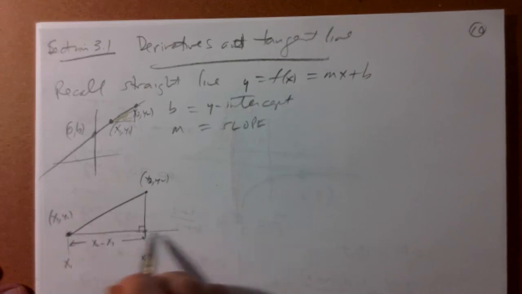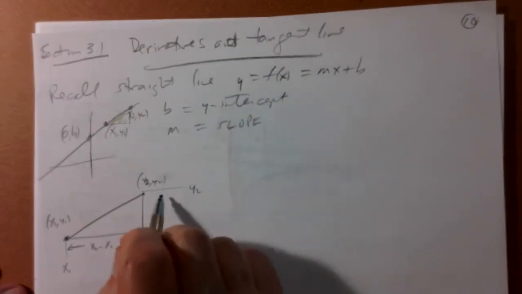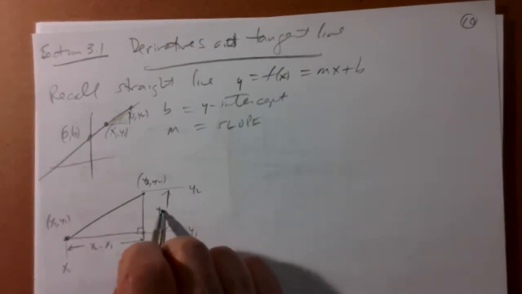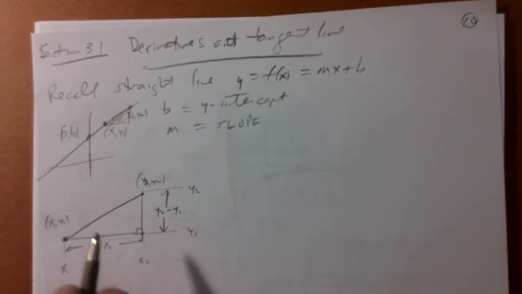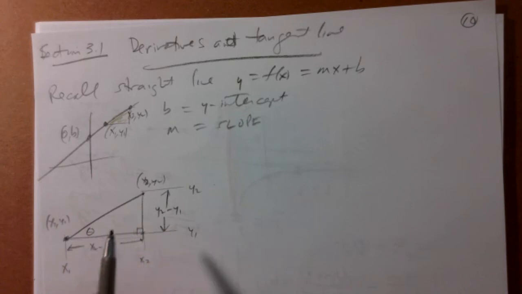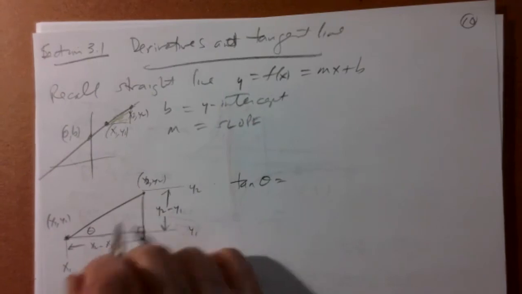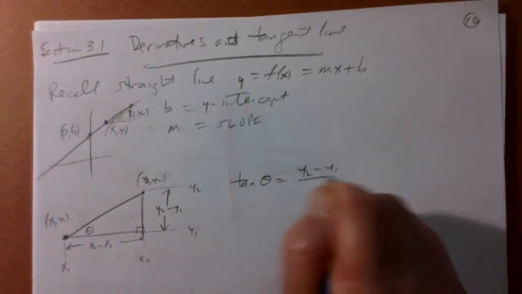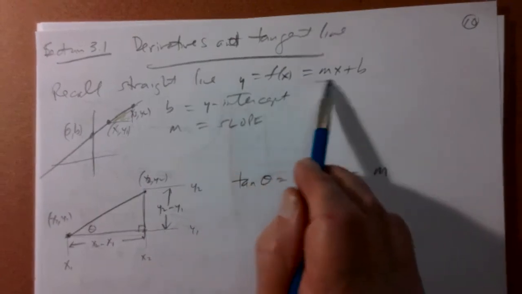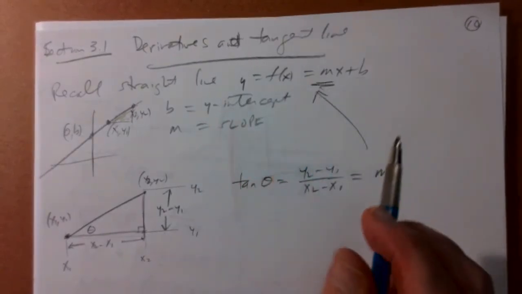This point has y coordinate y1. This has y coordinate y2. This distance from here to here is y2 minus y1. Now, if we were to call this angle theta in this right angle, the tangent of theta is this over this, opposite over adjacent. And that's exactly the number m in the equation of the straight line.